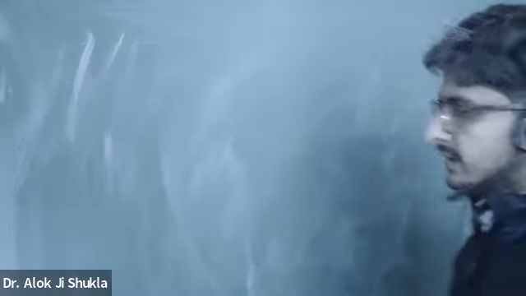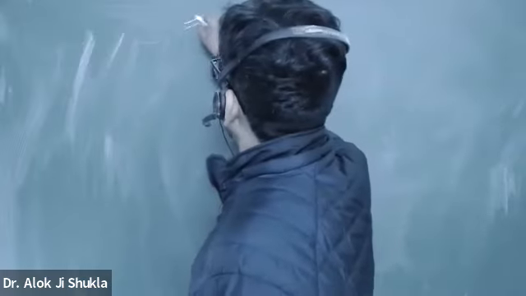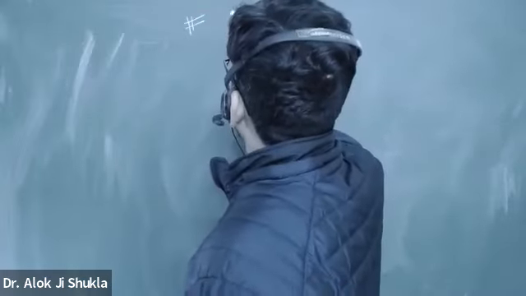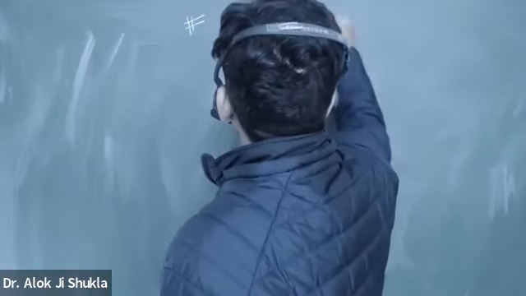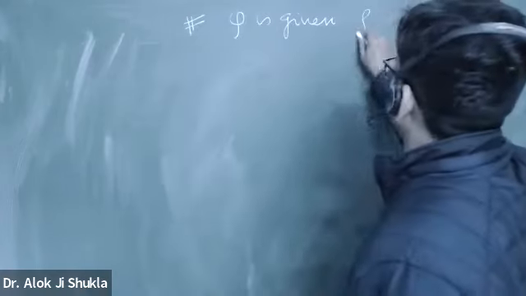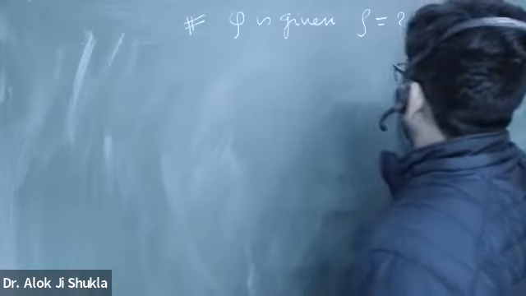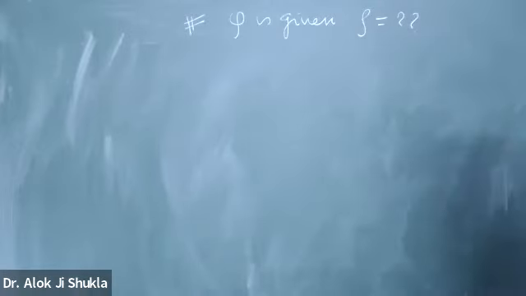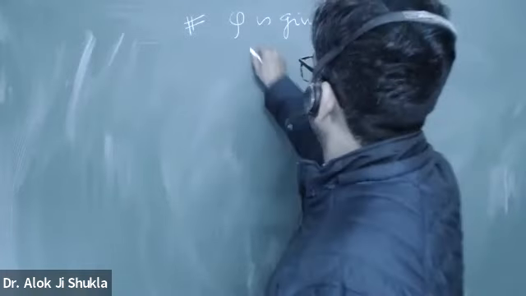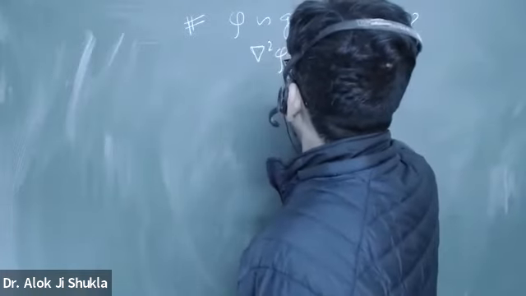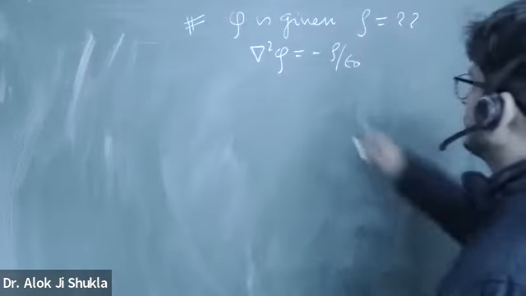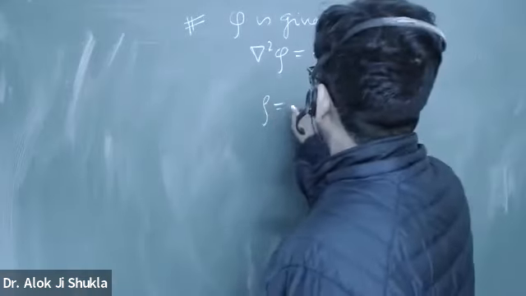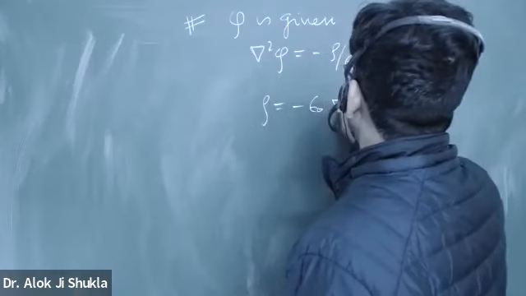In the previous class, please remember that sometimes phi is given and they ask for the charge density. So the obvious choice will be the Poisson equation, because del square phi is equal to minus rho by epsilon naught. So what will be rho? Rho will be minus epsilon naught del square phi.